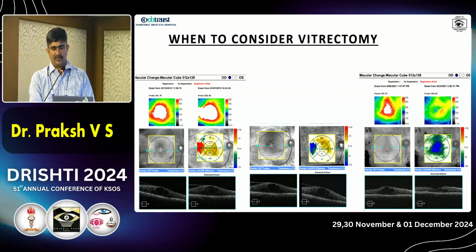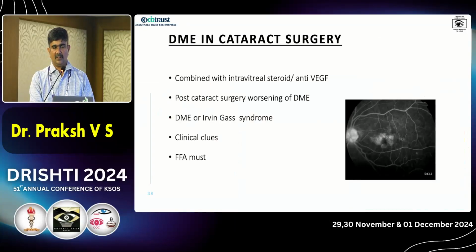And if the patient develops any epiretinal complication during the course of injection, then you can consider vitrectomy. And patients who are undergoing cataract surgery, it's better to combine with an intravitreal injection. If there is macular edema, better to combine with intravitreal injection, preferably a steroid.